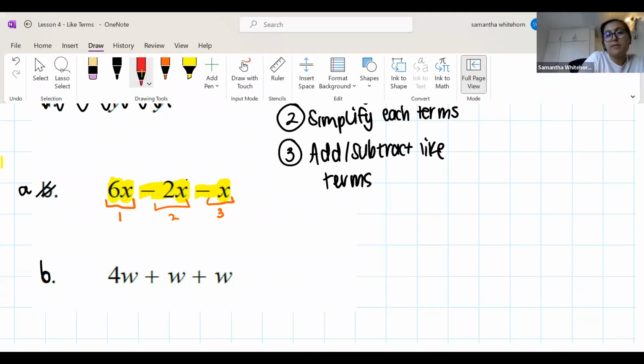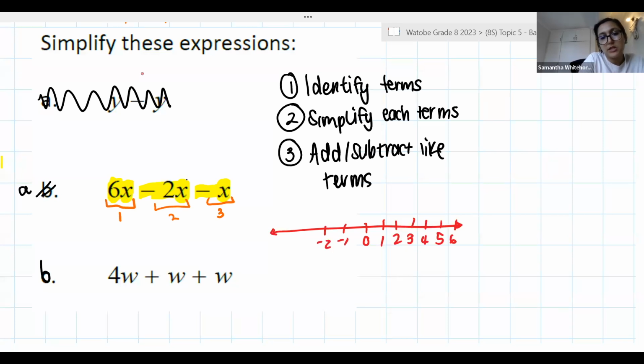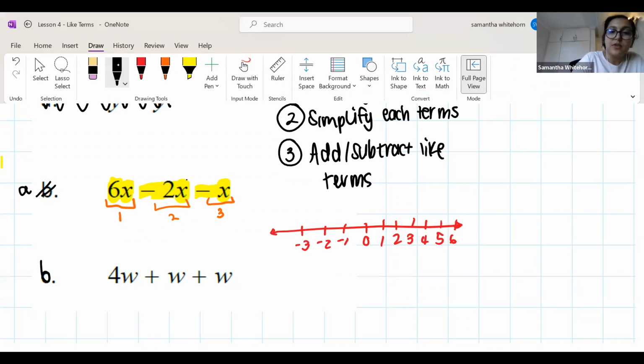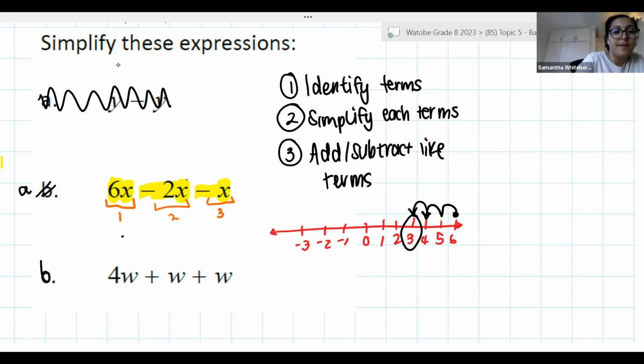Now, grade 8s, remember, when you are adding and subtracting, if you're struggling, use a number line. There's no shame in using an aid to help you get to where you need to be, especially to start out. You will get more comfortable with this. If we start here, we've got 6 x's. I'm taking away 2 x's, and then taking away another x. So I end up with 3 x's as my final simplified answer.